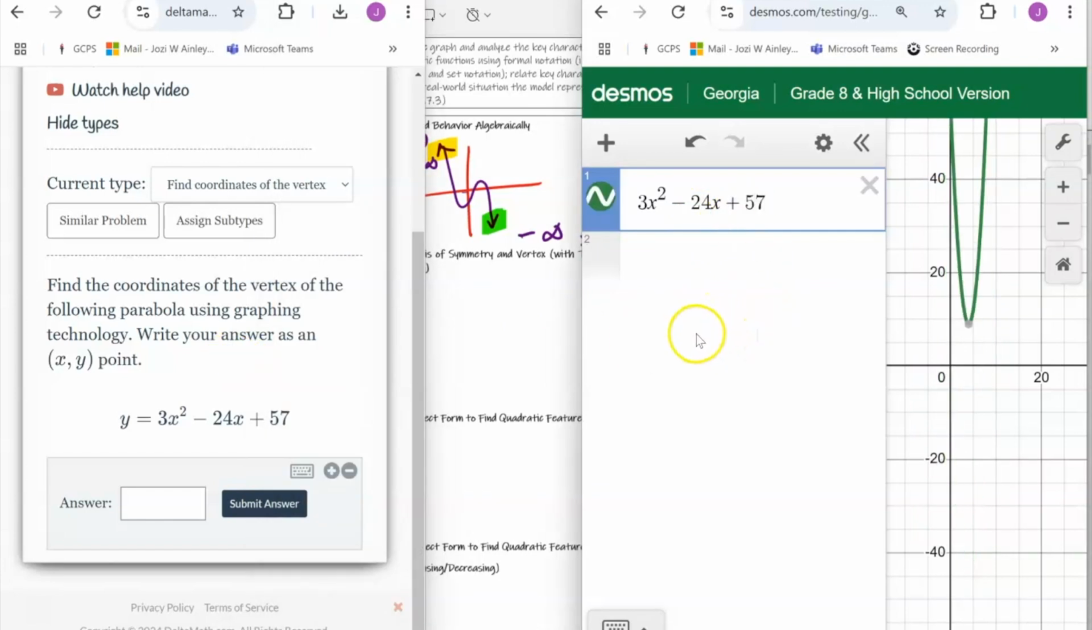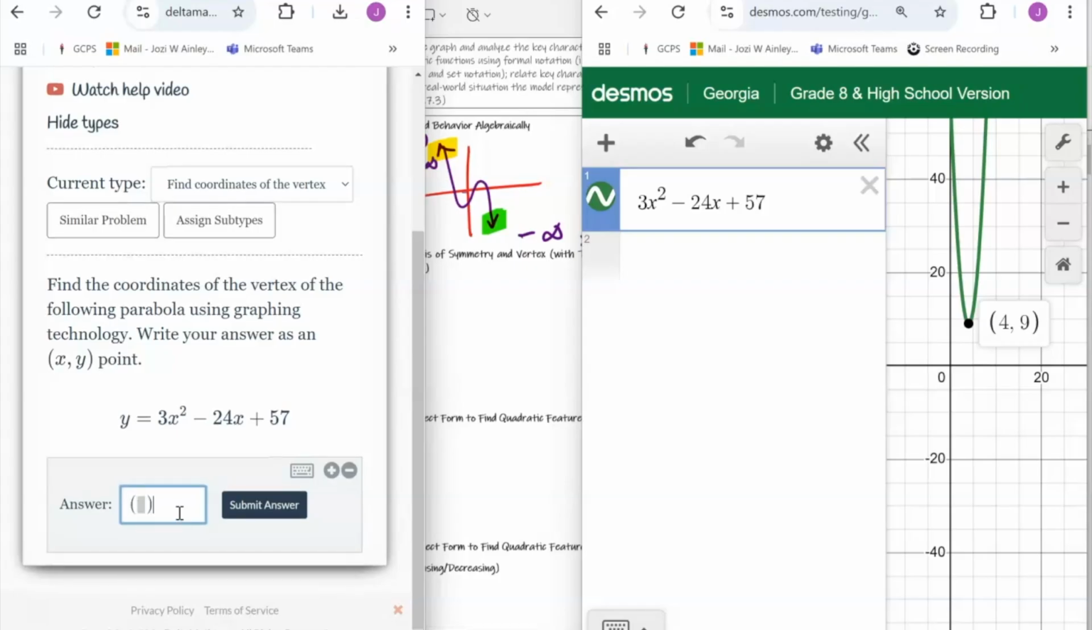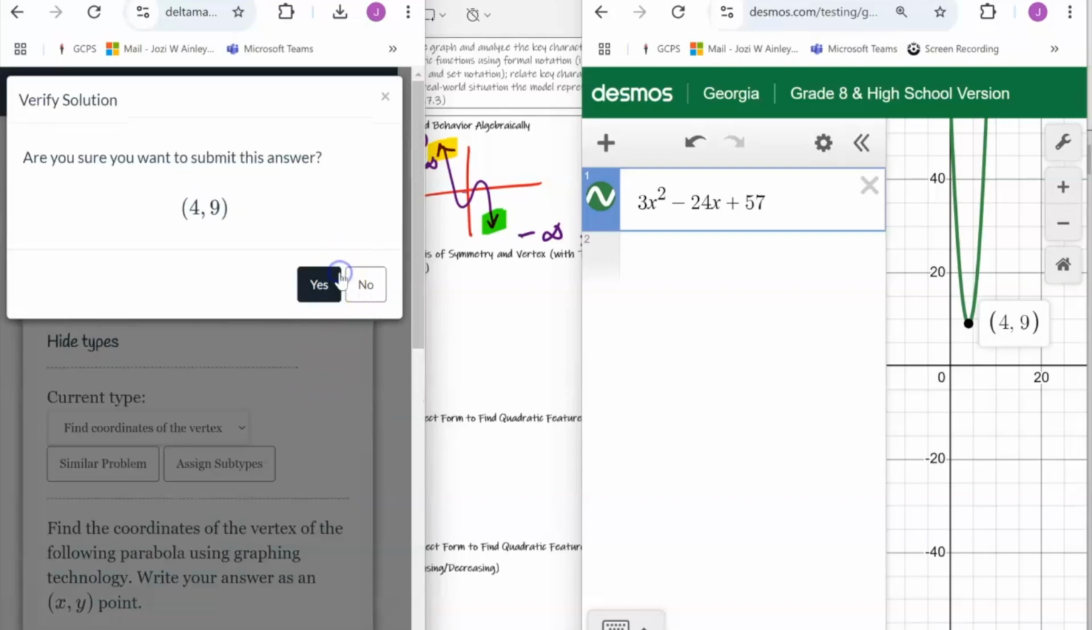All right, boom. Where's my vertex? That's what it's asking. Where's my vertex? It's right here, Miss Ainley. My vertex is 4, 9. So I go ahead and put my answer in. And I have to write it as a coordinate, right? So I have to put parentheses, 4, 9. There's my vertex. Okay, boom.